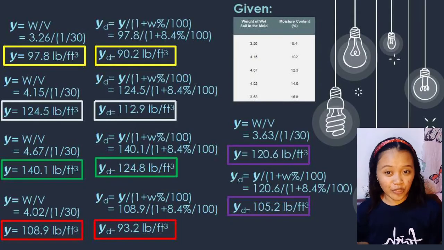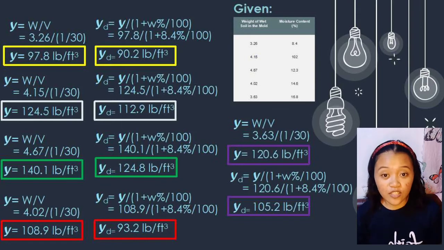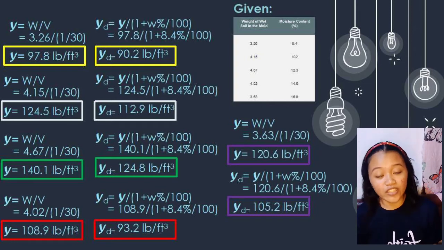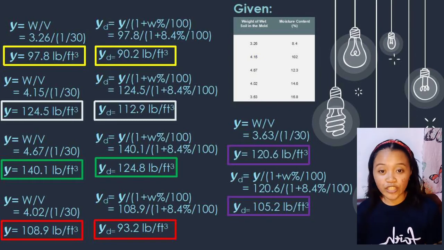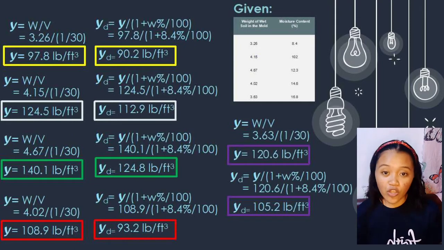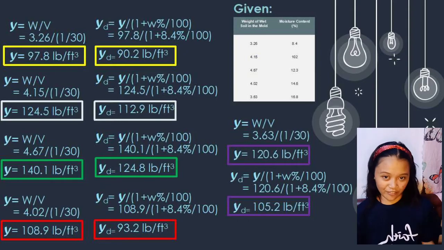So the first thing that we will do is find the moist unit weight and the dry unit weight. In finding the moist unit weight, we will use the formula: moist unit weight is equal to the weight of wet soil in the mold over the volume of the mold. And the dry unit weight is equal to the moist unit weight over the quantity of 1 plus the moisture content over 100. So substituting all the values from the table, we will then get the values of the dry unit weight and the moist unit weight, which we will use to plot our graph.